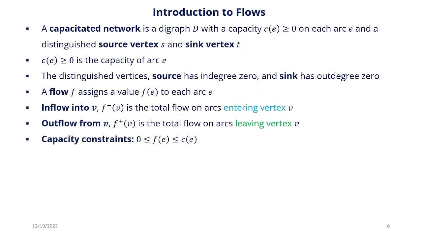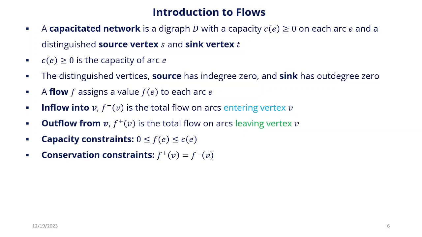There must be some capacity constraints. The constraints are 0 less or equal to the flow of e less or equal to the capacity of e. What this simply means is that the flow along a pipe, or the flow inside a pipe, must be less or equal to the capacity of the pipe. It cannot be greater than the capacity of the pipe, otherwise there is a risk that the pipe is going to explode.